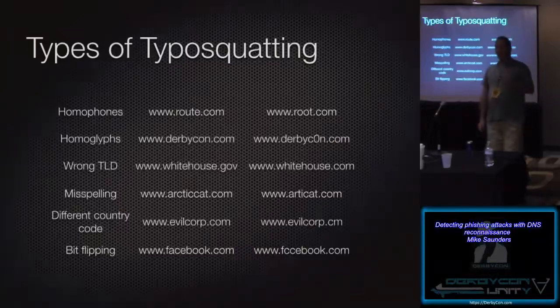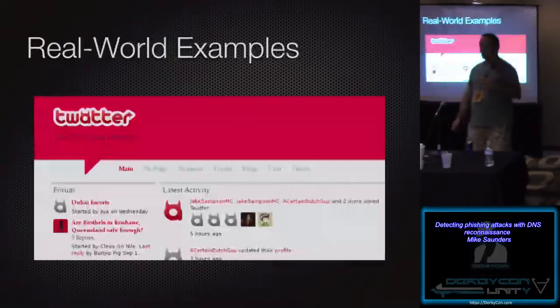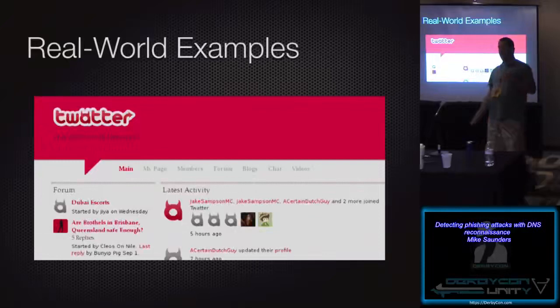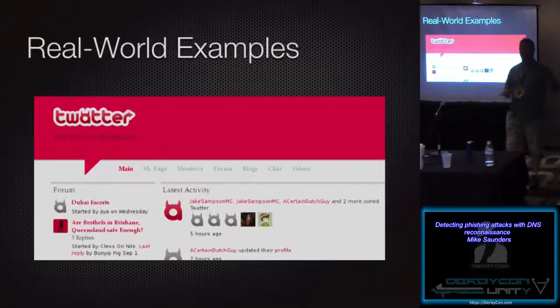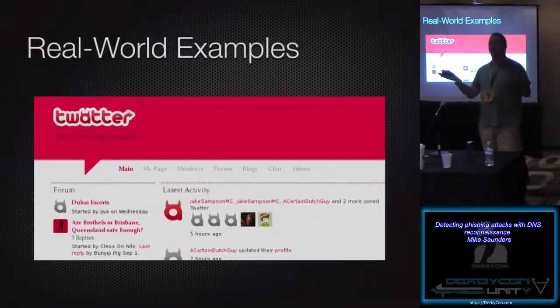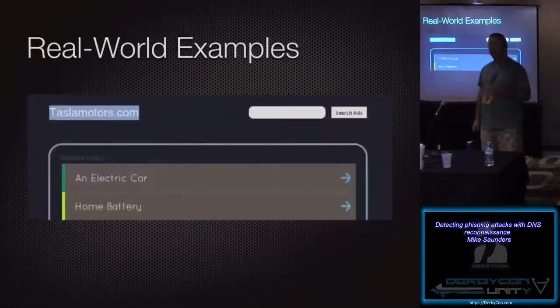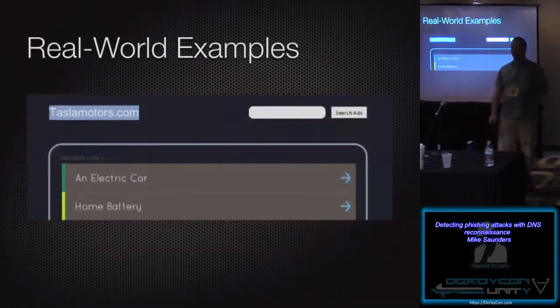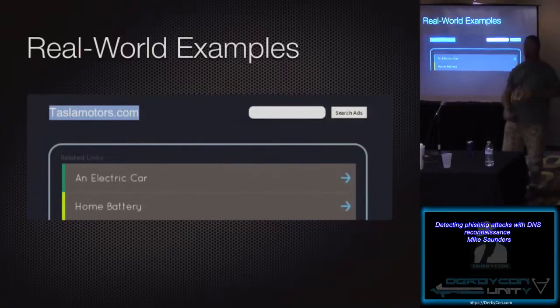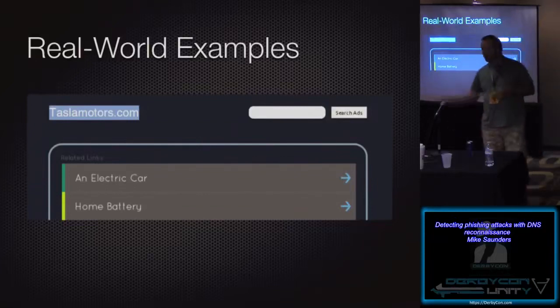So I'm going to show you a couple of examples of traditional typo squatting, right? We have real-world examples. Twatter.com. This is typo squatting for profit, we'll call it, not advertising. But how about TeslaMotors.com? It's a vowel swap, and it's advertising. You can see here, you click on these, they're ads, they're just generating money.